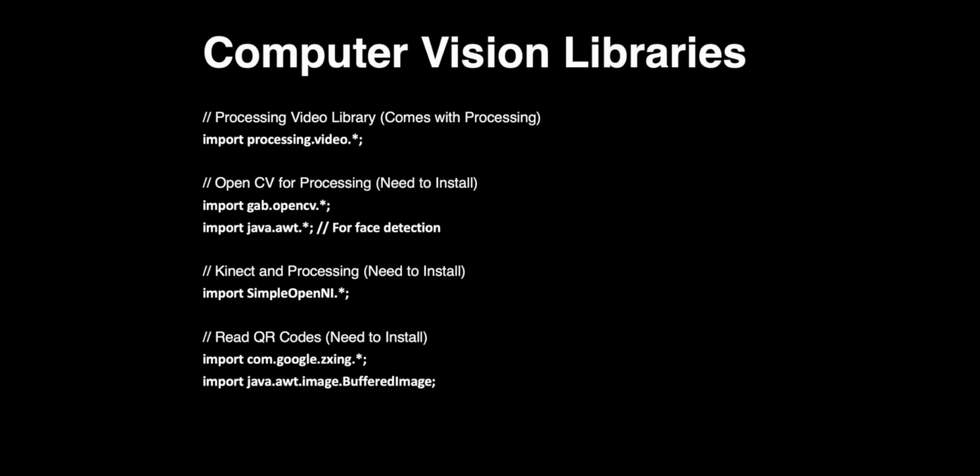So for Processing, again, this isn't for P5. This is for the Java version of P5, which is the original Processing. There is a library called the Video library for Processing to get a live video feed onto your sketch. There's an OpenCV library, which you need to install. There's a Kinect library for Processing, called Simple OpenNI, if you want to connect the Kinect to Processing and get that data. There's a QR codes reader for Processing if you want to play with QR codes and fiducial markers.